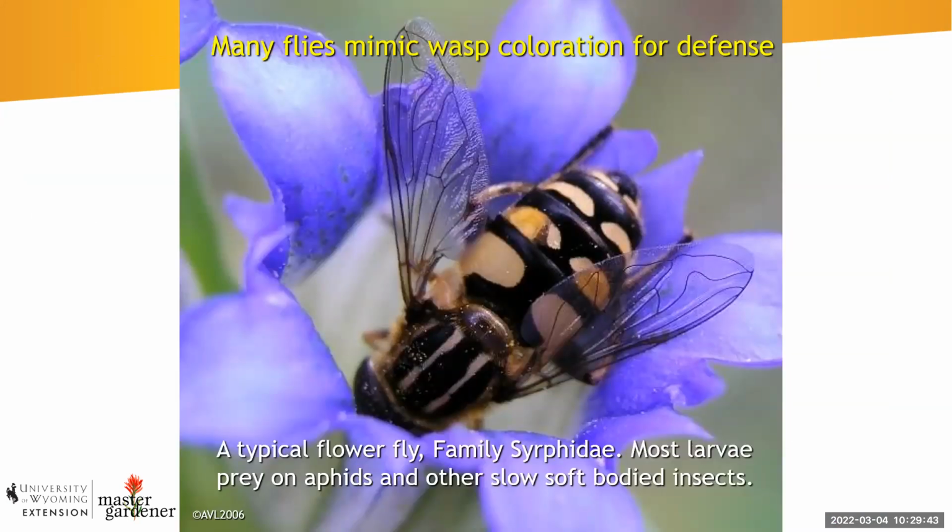There are many flies that mimic wasp coloration for defense. So you have to look closely at them because you might think, well, that's a yellowjacket visiting that flower. In this case, here's a flower fly, family Syrphidae, visiting a gentian up in the mountains. You can see there's pollen grains on it.